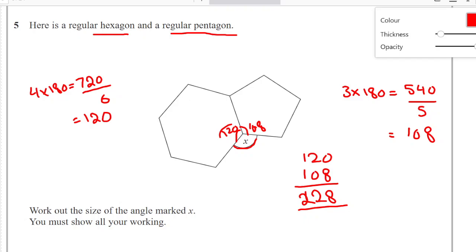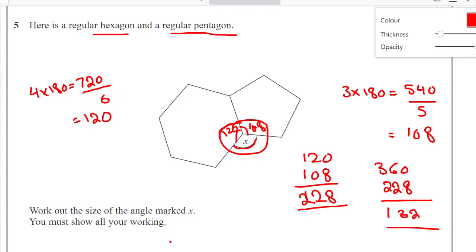So we know the angles around a point add up to 360. So we're going to do 360 take away 228. So we're left with 132. So it means the x value is 132.